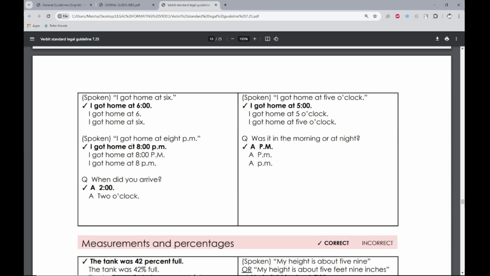Yeah, this one is what I was telling you. I got home at 8 p.m. This is how you are supposed to write your time.